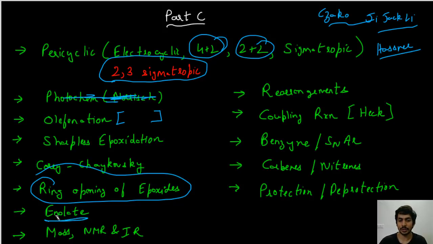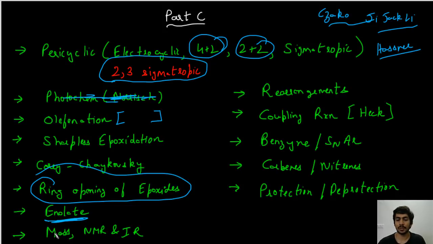Then we have questions based on enolate chemistry. In Clayden, I think there are 3 or 4 chapters based on enolate chemistry. You need to do all of them, in particular where it leads to a different product, a diastereomeric product. So enolate chemistry is very important.